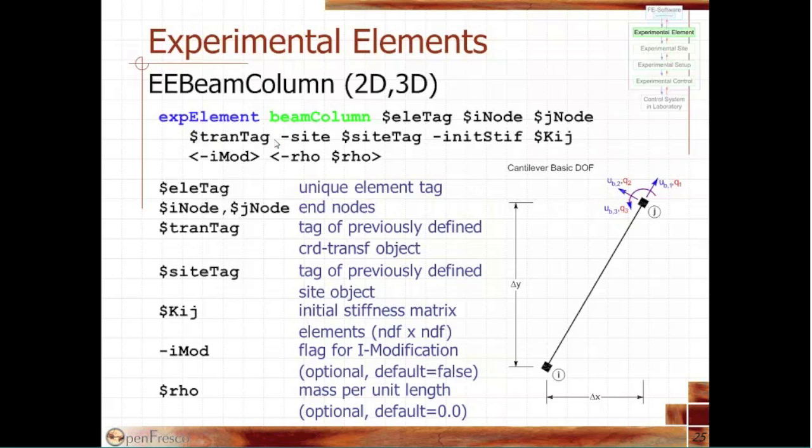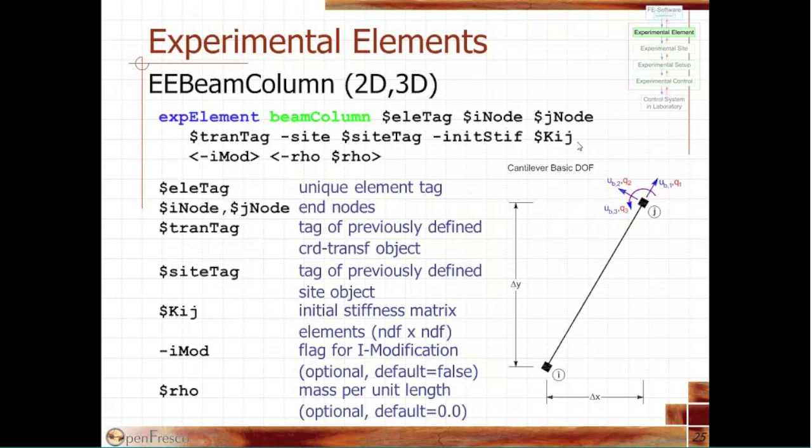Now, the new arguments that we have to specify, because it's an experimental element, is at what site this is at. So we will define a site, and then use the previously defined tag here. Because it is an experimental element, and it's typically quite tricky to figure out the tangent stiffness matrix from just measurements in the laboratory, what we typically do is use an initial stiffness matrix instead of a tangent stiffness matrix. So we will have to provide all the different components of this initial stiffness matrix.